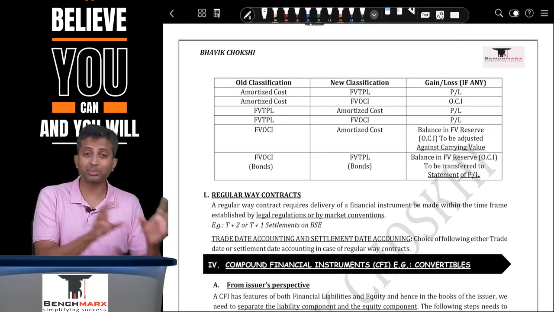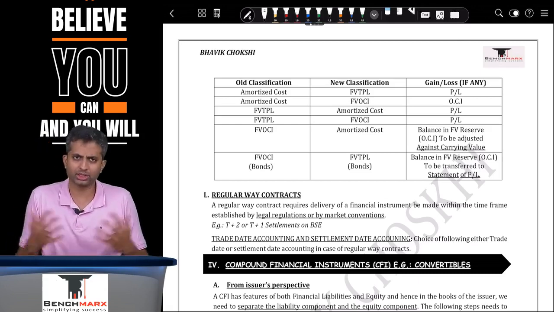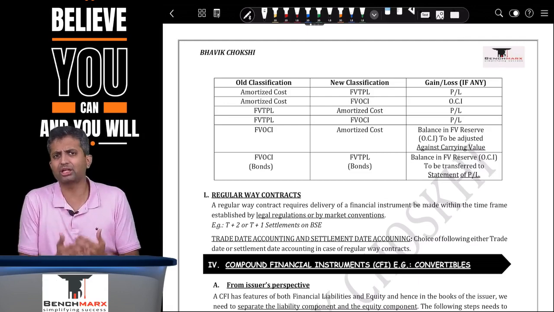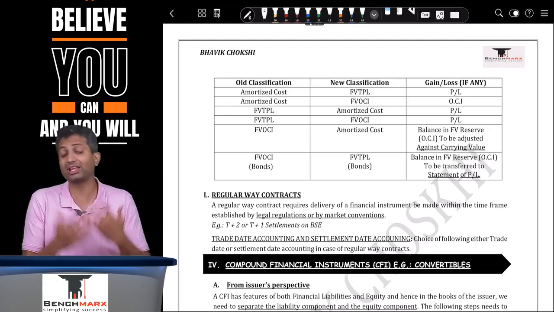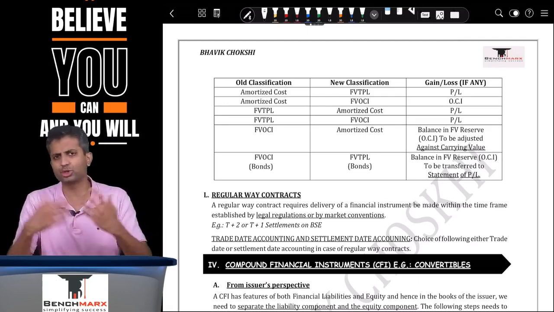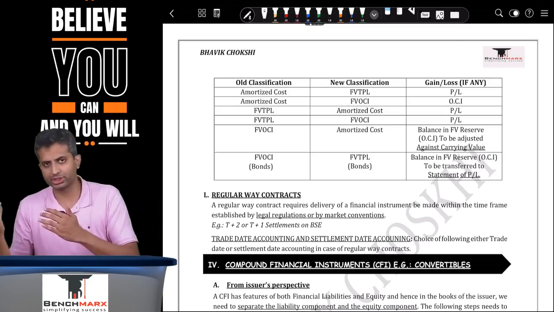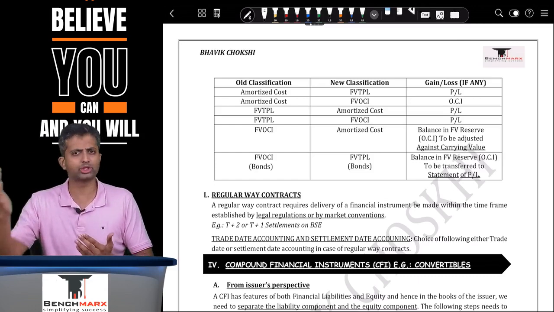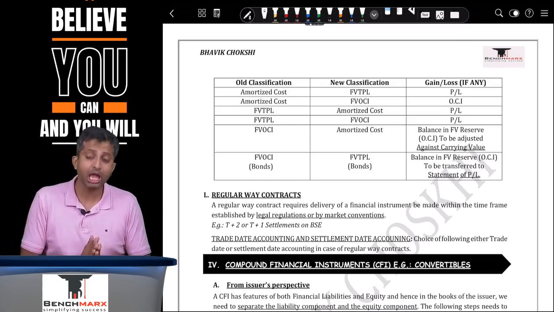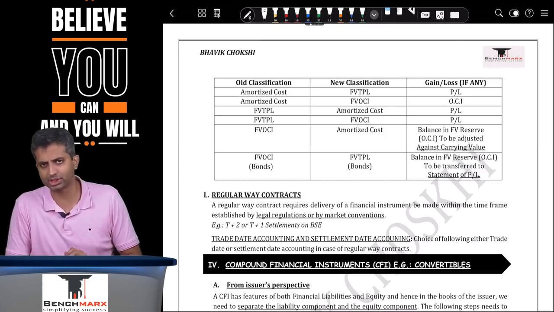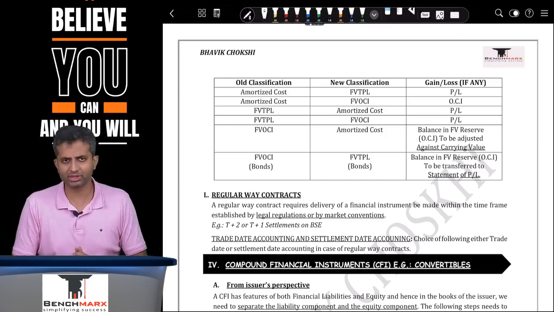If you are moving from FVTPL to, let us say, amortized cost or to FVOCI, then till the date of reclassification you are FVTPL, and as a result whatever is a gain or loss up to that date will still go to the profit and loss account. And lastly, if you are moving out of FVOCI and going either to amortized cost or to FVTPL, how will the working be? Well, if you are moving out of FVOCI, then there will be some fair value reserve. What are you going to do with the fair value reserve as a part of OCI?